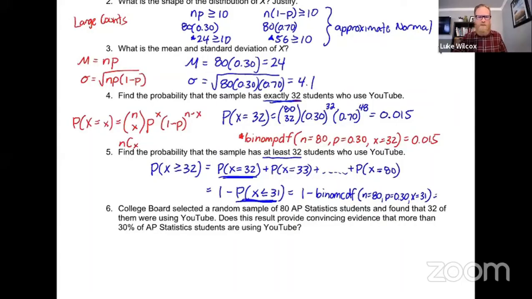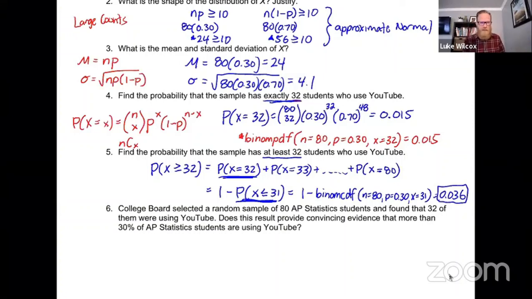So let's jump back into the activity and fill in our answer there. And then we've got one last question to fill out for this binomial distribution. So our final answer here is 0.036. All right, on to the last question here.